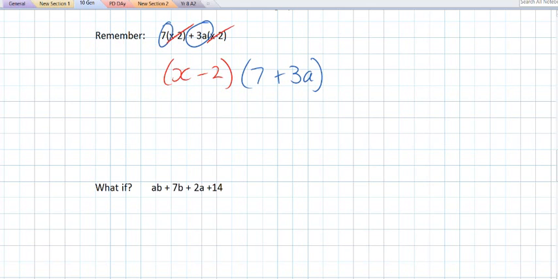Now, looking at the next set of 4 terms, there's a trick to doing these. And the trick is drawing an imaginary line down the middle. Now, taking the 2 terms on the left, the ab and the plus 7b, what's common? The b's are common, so let's cross them out, get rid of them. And what goes next? The a plus 7.